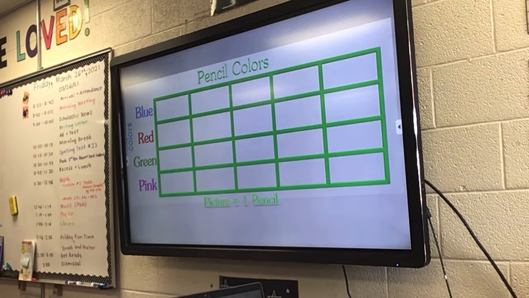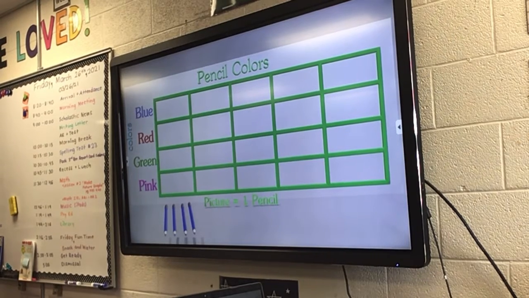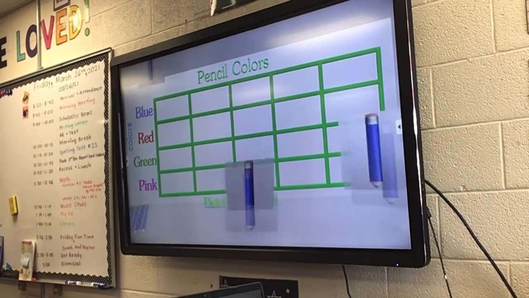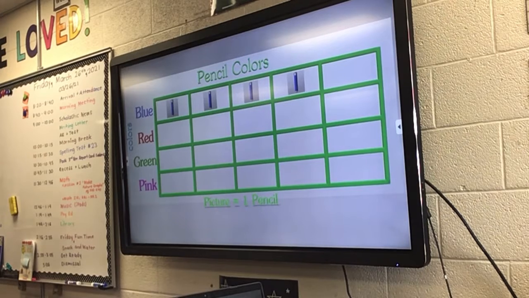All right, now we can put the data on our graph. Let's start with the blue colored pencil. How many blue pencils do we have? We have 4. Great job. So I will use 4 pictures to represent the 4 blue colored pencils we have.